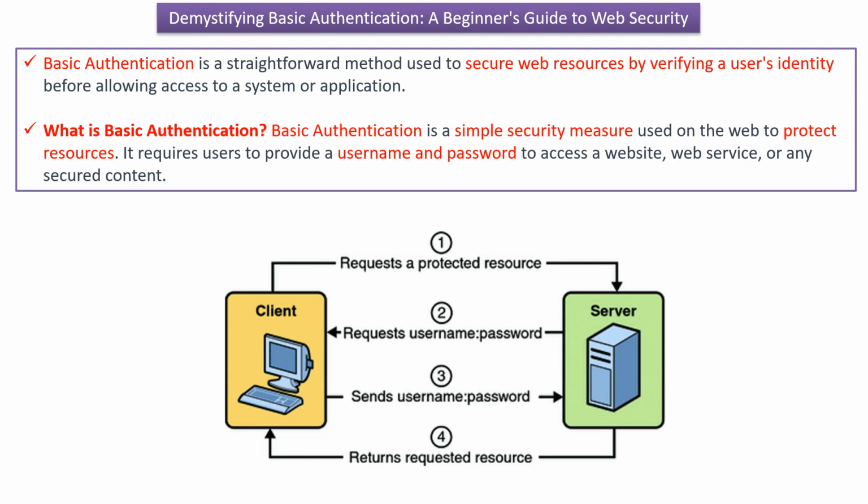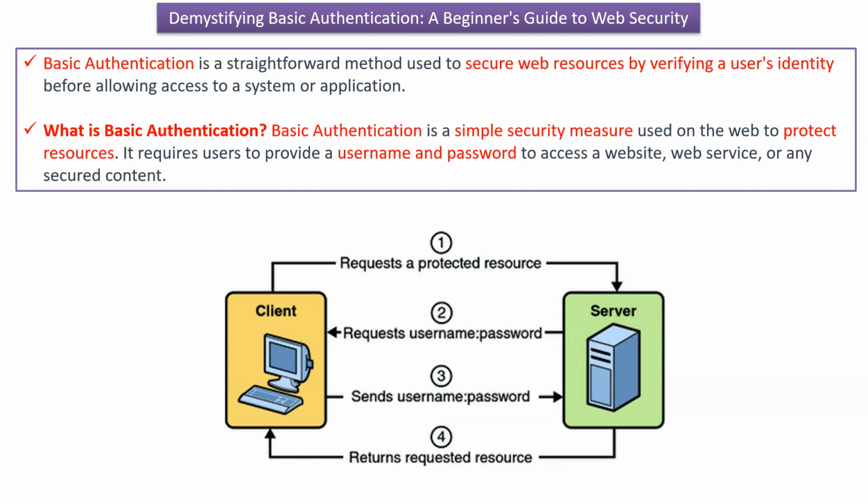In this video tutorial I will explain what is basic authentication. Basic authentication is a straightforward method using which we can secure web resources by verifying a user identity before allowing access to the system or application. What is basic authentication? Basic authentication is a simple security measure which is used on the web to protect resources.